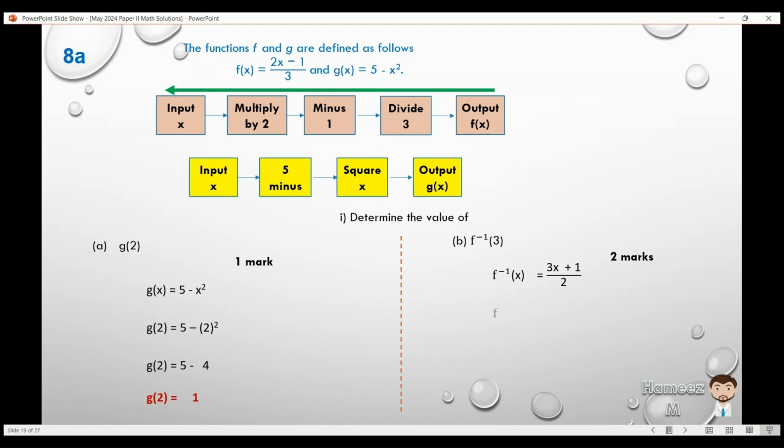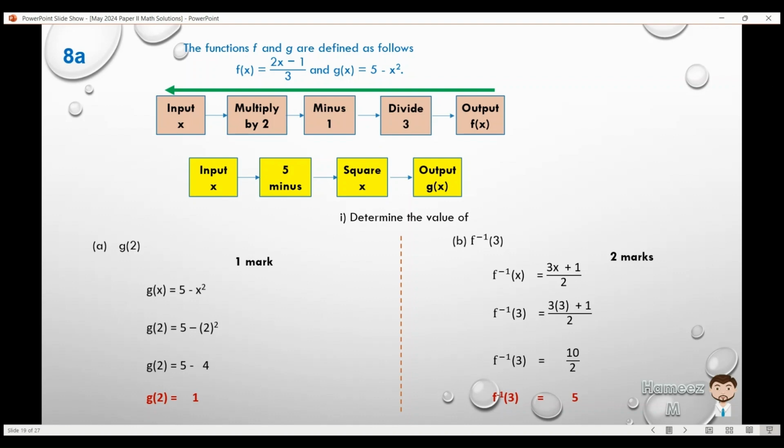And if we substitute 3 in there, f inverse of 3 would be 3 times 3, which is 9, plus 1. That will give us 10 all over 2. And of course, 2 into 10 is 5. So f inverse of 3, the inverse function of 3, is 5.